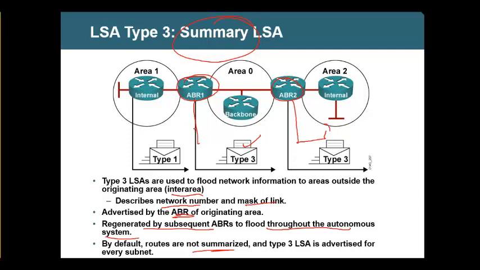But in nature, it won't be summarized. By default, it will not be summarized. We need to summarize it manually and send. So type 3 LSA originates from the ABR, where we may do summarization. If you do summarization, then type 3 will be a summary LSA. Otherwise, it will be a detailed LSA. Only the name is summary LSA.